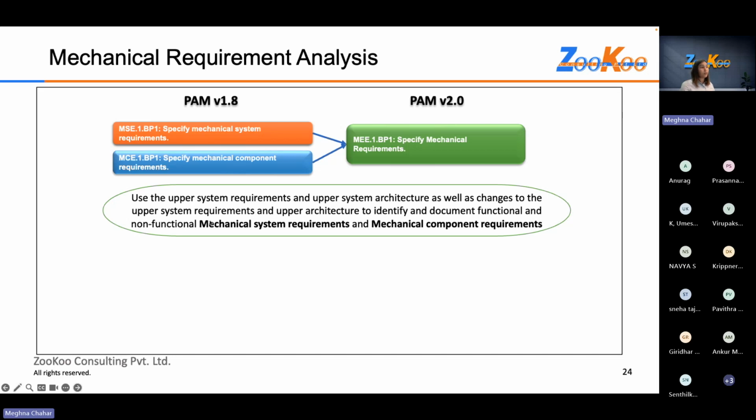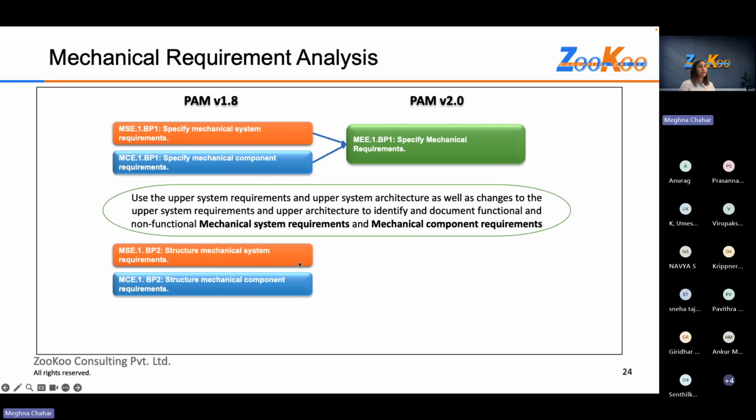And if we go to the explanation here, we can say that use your upper system or upper system architecture requirements and try to document all functional and non-functional mechanical system requirements and component requirements. So nothing is removed. Okay, they just combined it. Instead of having two processes, two different base practices, have only one. By using this process, you do both the works.